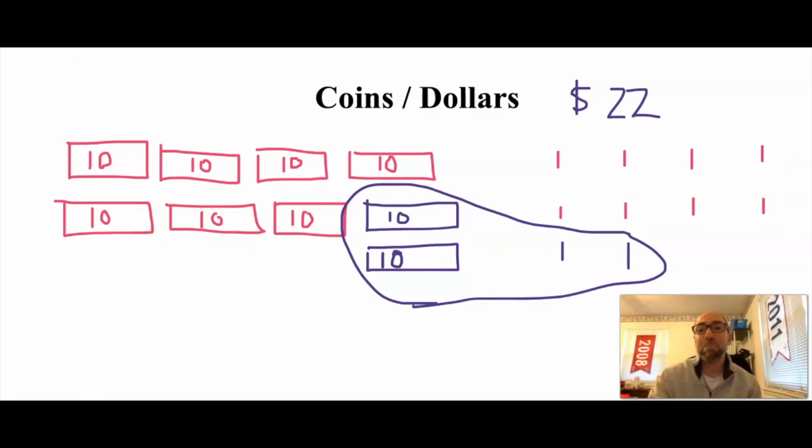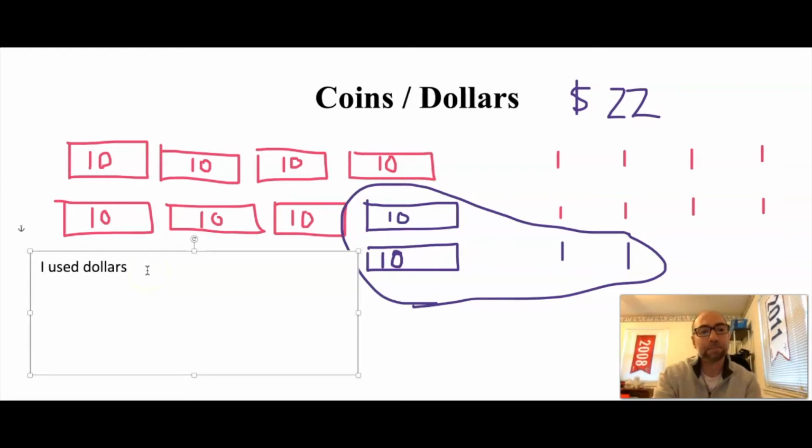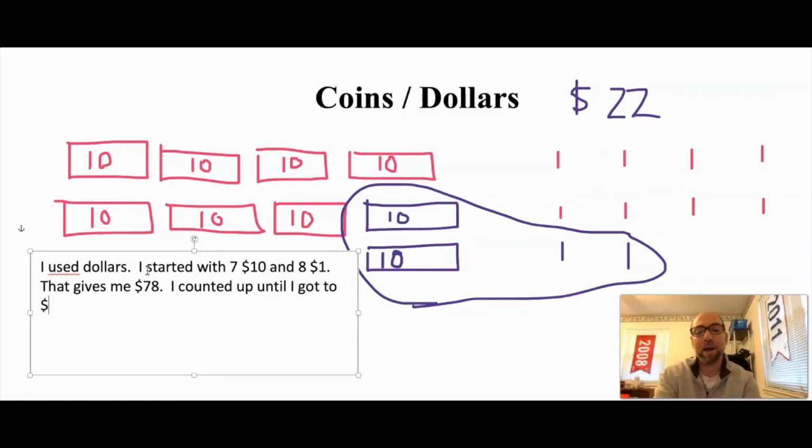Now, if I used money and I wanted to explain what I did, I could say I used dollars. I started with $70 and $8. That gives me $78. I counted up until I got to 100.